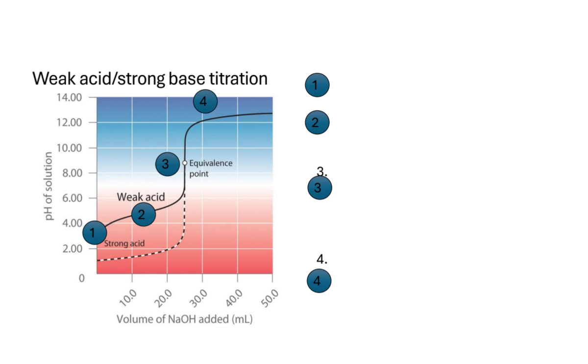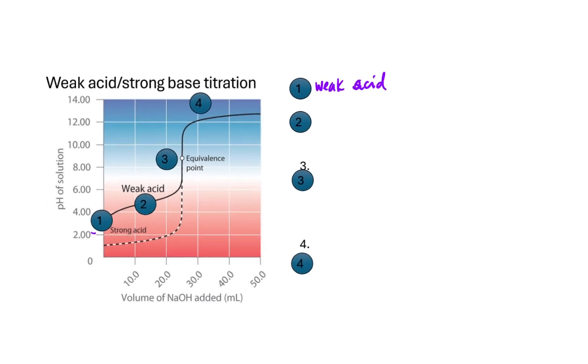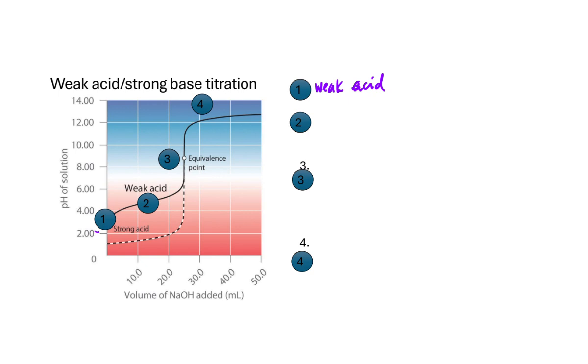So let's look at the four different points along the titration curve for the weak acid titrated with the strong base and consider what's in solution at those points. At point 1, we have only the weak acid in solution. No strong base has been added yet. So this is before any base has been added, and the pH is dependent on the concentration of H+.